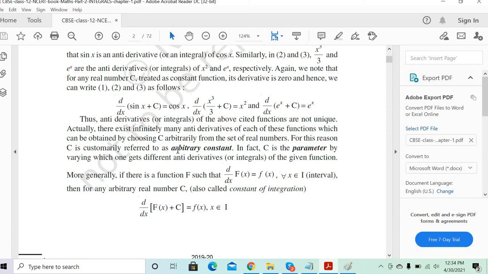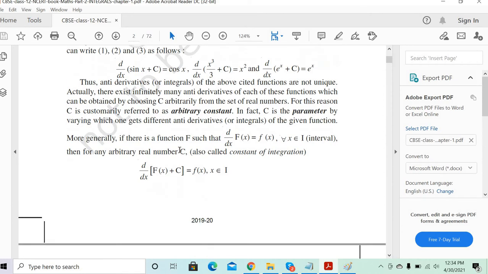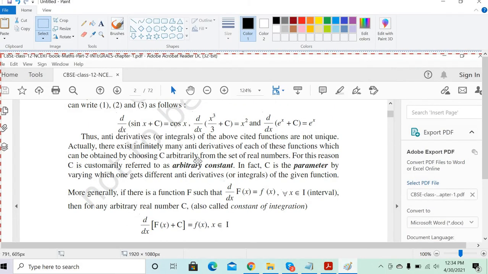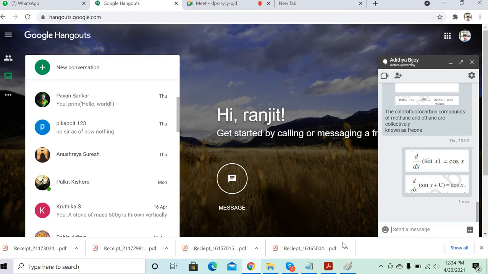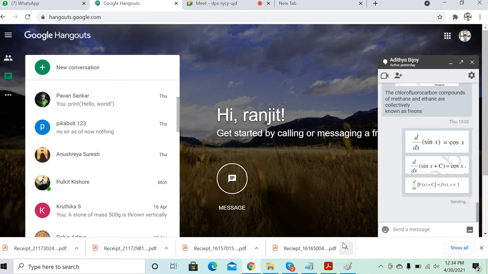Because when you change the value of c, you will get different antiderivatives altogether. How it happens, we'll see in this part now. Don't worry about it. Right now just understand that c is called the constant of integration. Okay, so write down this part, d by dx. I'll tell you what needs to be written. Write down d by dx of f of x plus c is equal to f of x, x belongs to I, correct?